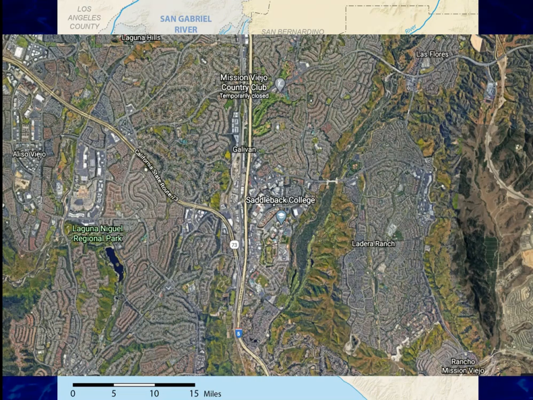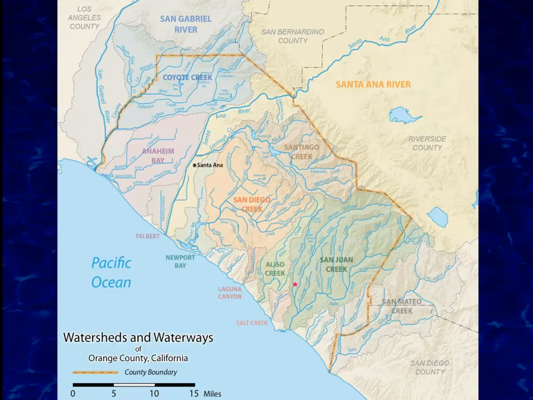So Saddleback College sits on an interfluve because we're between the drainage for the stream that parallels the 5 freeway. Oso Creek is the one that runs through here parallel to the 5, and then San Juan Creek comes in, and they merge in San Juan Capistrano. So the drainage basin for Oso Creek would be this area, and San Juan would be in this area, and Saddleback College is in that hill between the two drainage areas.